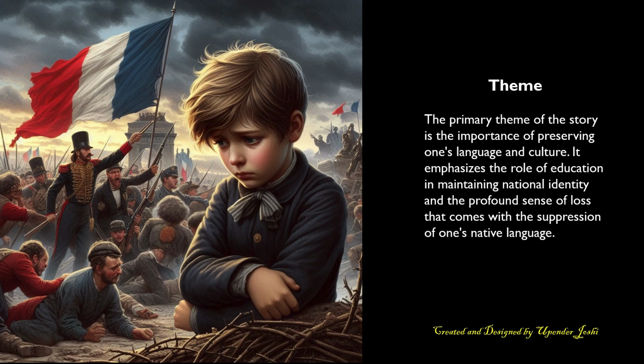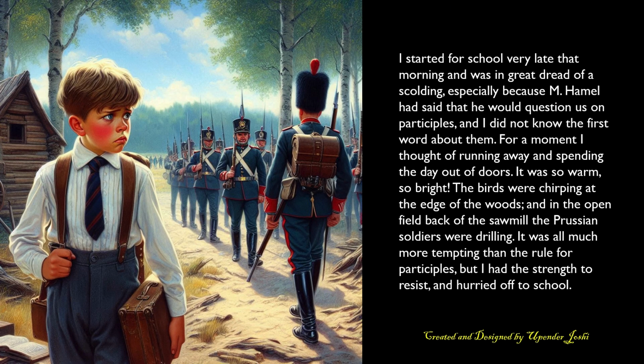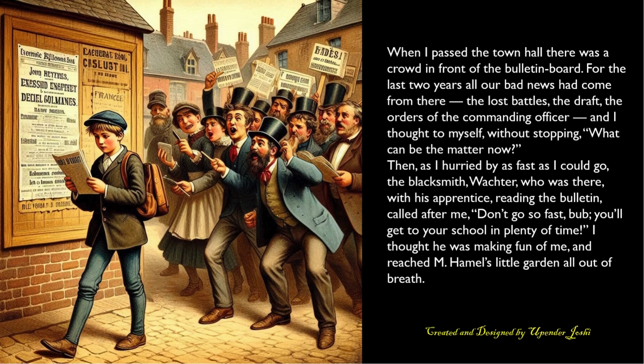The lesson starts with the narrator, Franz, running late for school. He fears being scolded, especially since there's a participles test he isn't prepared for. The narrator is tempted to bunk school for the beautiful weather and watch the Prussian soldiers drill, but ultimately decides to go to class. In these lines we see Franz passing a crowd at the town hall bulletin board, which usually brought bad news. Wachter, the blacksmith, told him he had plenty of time to get to school, which Franz took as mockery.